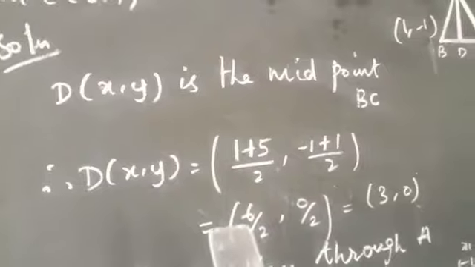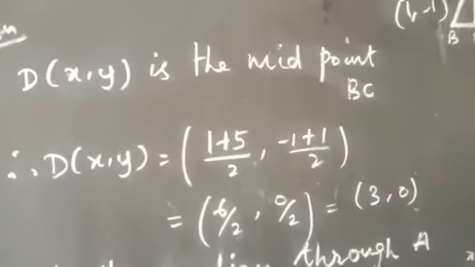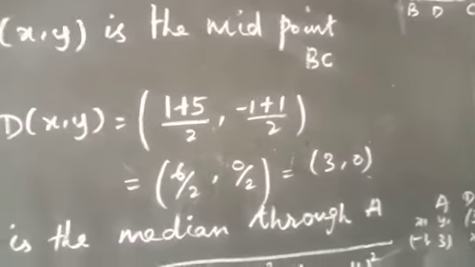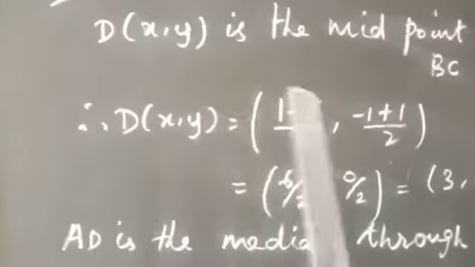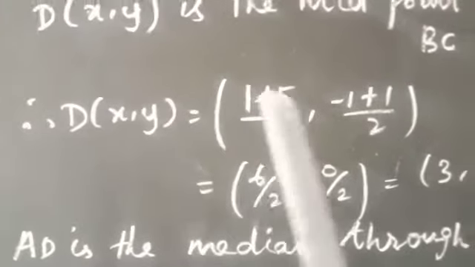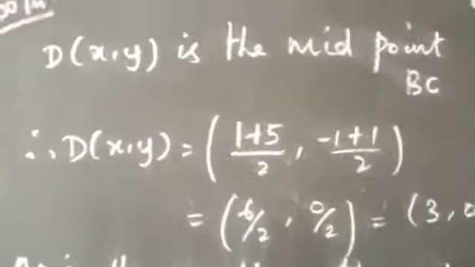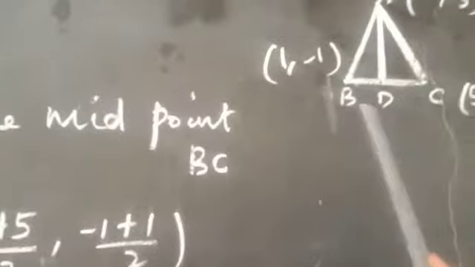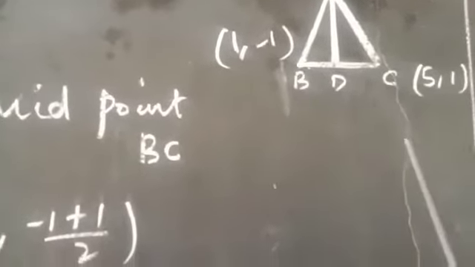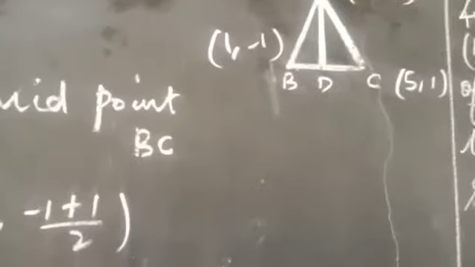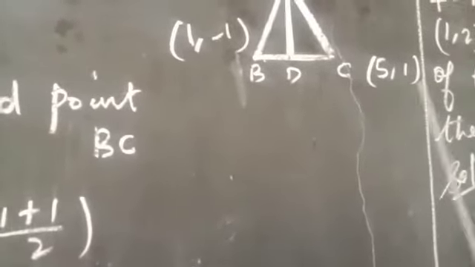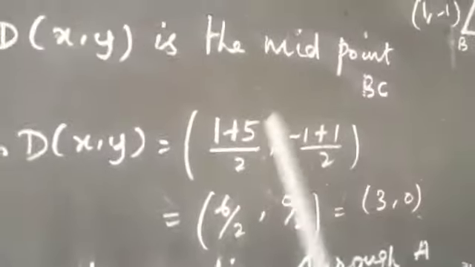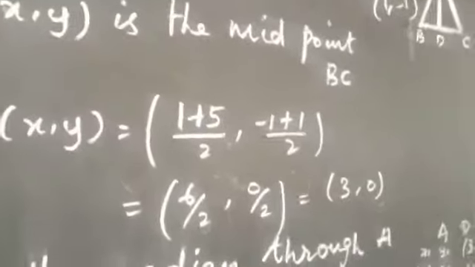Therefore, for D(x, y), the midpoint formula is (x1 plus x2) divided by 2, (y1 plus y2) divided by 2. So B and C, and the midpoint of BC is D. So we have to take the points B and C. First one, (1, -1), is x1, y1 and (5, 1) is x2, y2. Now we substitute in the midpoint formula.